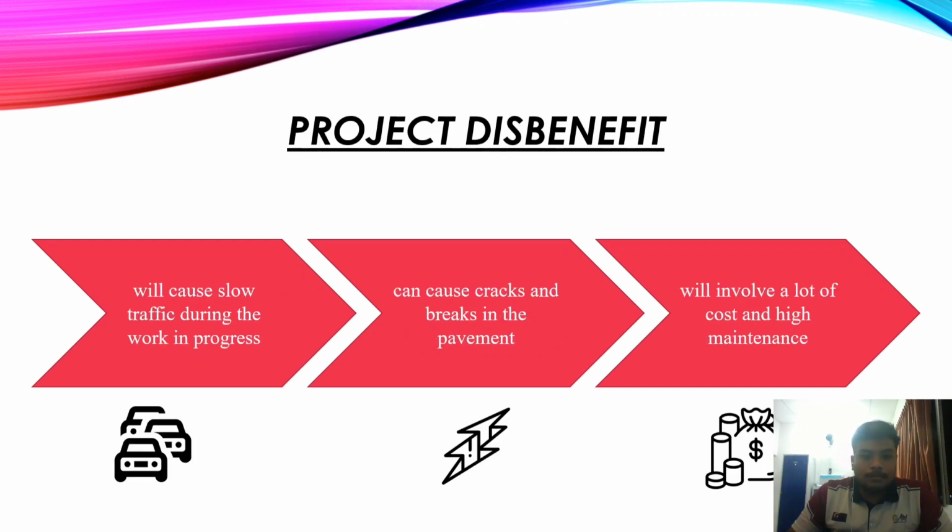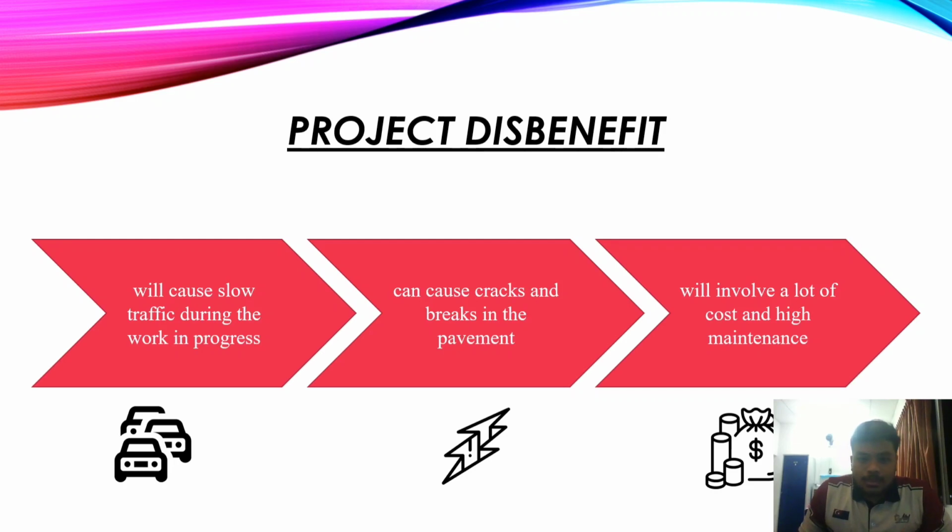Next, we'll move on to the project disbenefits. The first point is that it will cause slow traffic while the works are in progress. During paving, certain parts of the road will be closed, and users can only use one lane instead of two. This will affect people who are in a rush, because it takes a longer time to arrive at the destination.